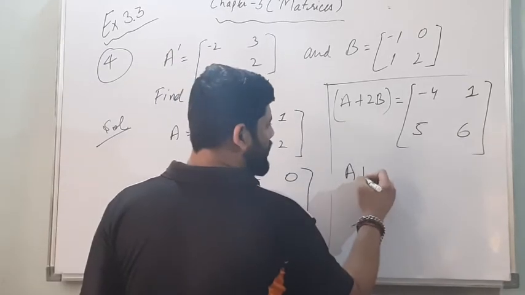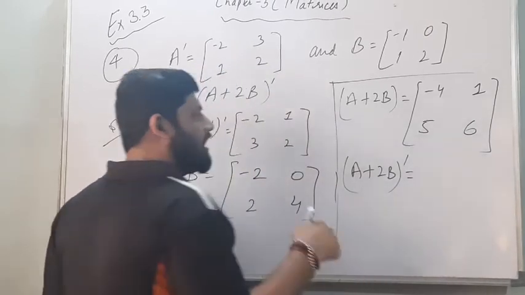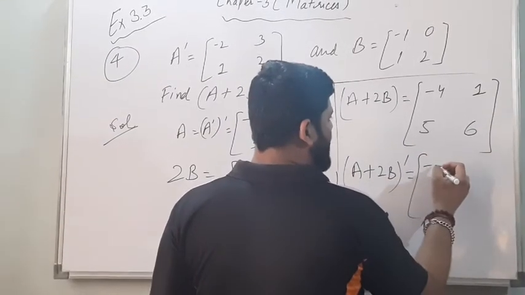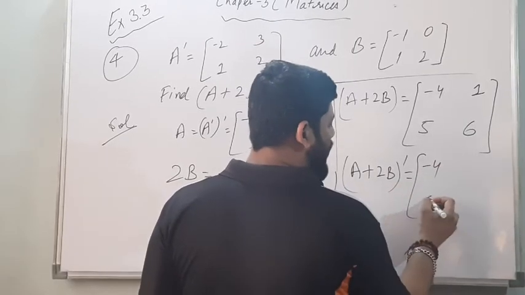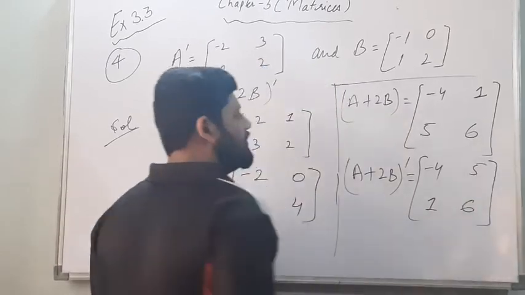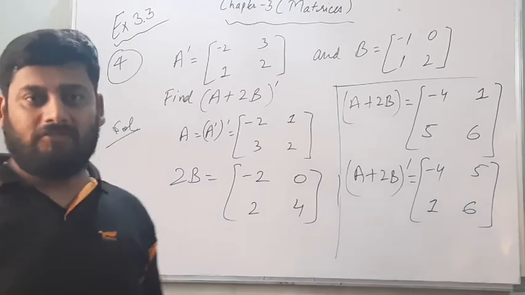Now what we'll do? We have got this matrix now, and then we'll find the transpose of this matrix. तो इसका हम ट्रांसपोज फाइंड कर लेंगे. तो ट्रांसपोज इज -4 1 रो कॉलम 5 and 6. So this is the transpose of this matrix. So this is the end of the question number 4.